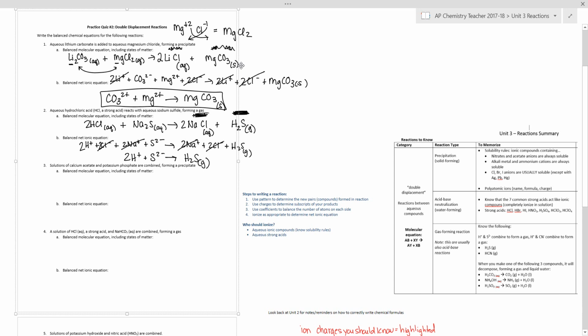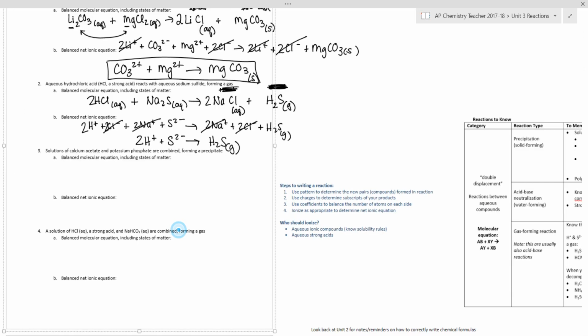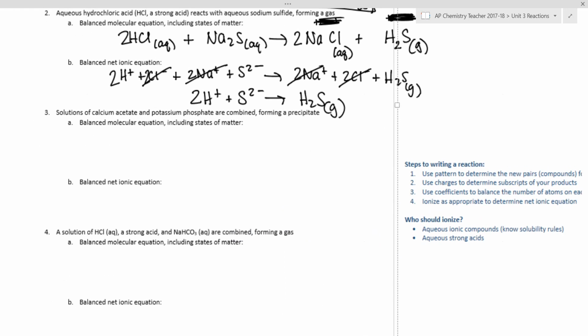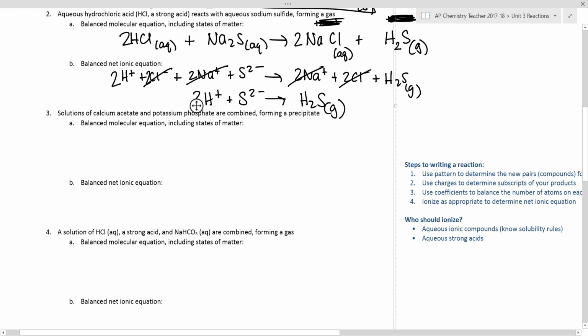Okay, so we're going to look at writing some molecular and balanced net ionic equations for double displacement reactions. So we look at problem number 3 here. Let's go through our steps. First, let's write down our reactants.